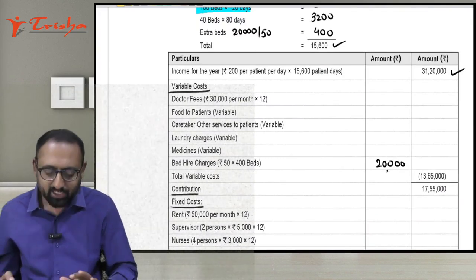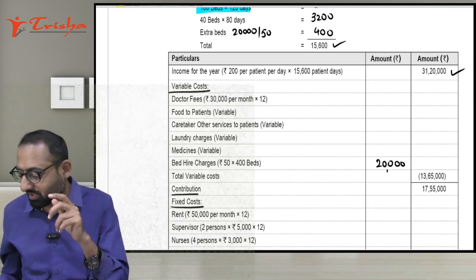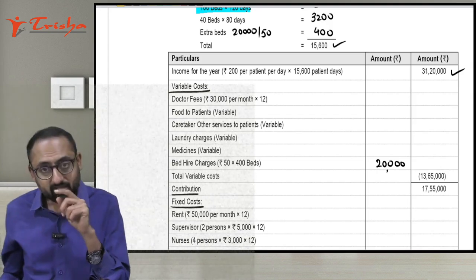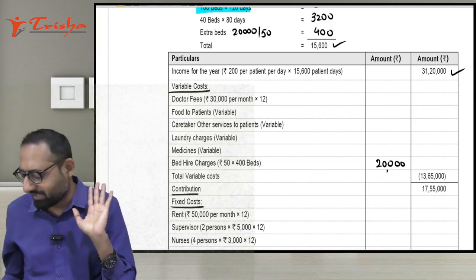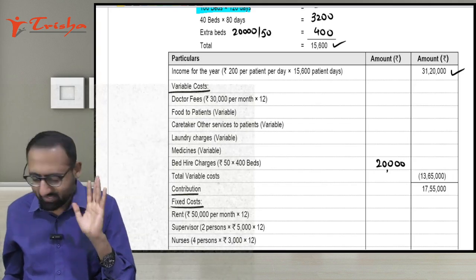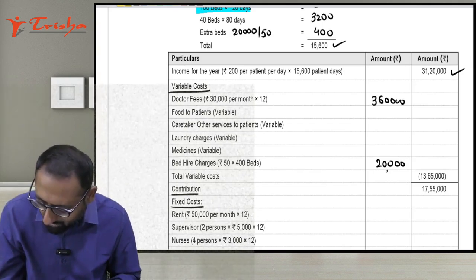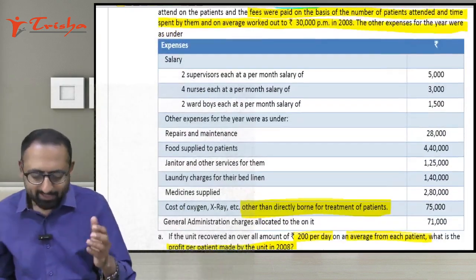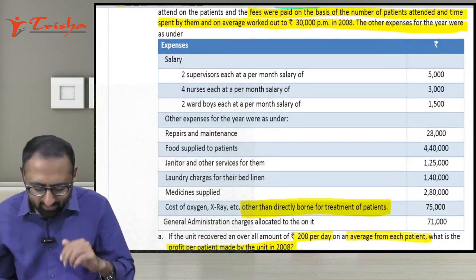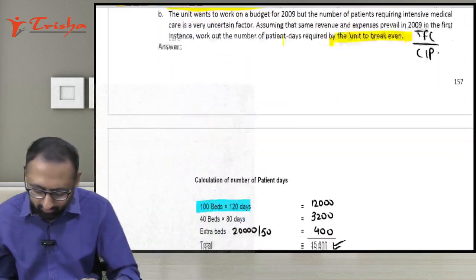Next one, that special doctor is there, and that special doctor is paid 30,000 per month, and its salary is dependent on patient attended. So multiplied by 12, 3,60,000. So it will be 3,60,000. Let's see the next variable cost which is given there. Salary is the fixed expense, other expenses like repairs and maintenance will be fixed. Food supplied will be 4,40,000.